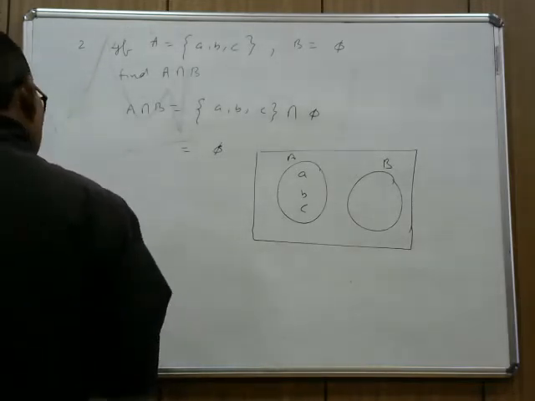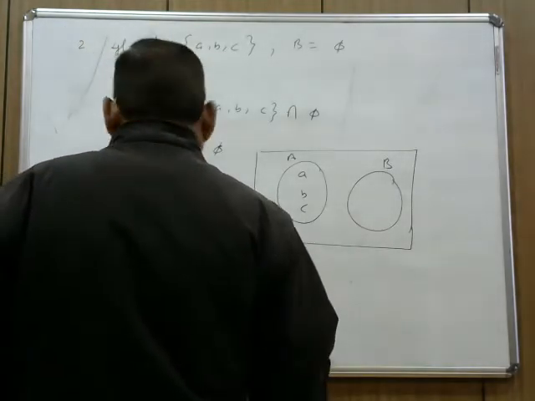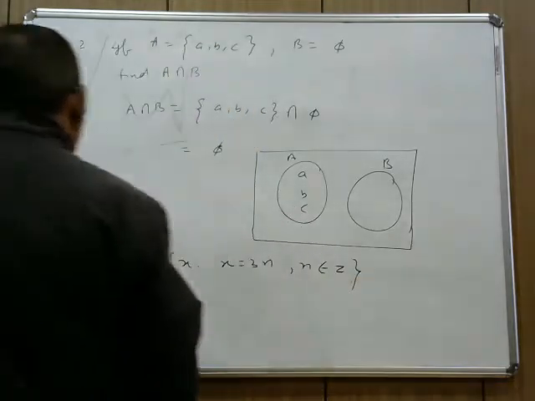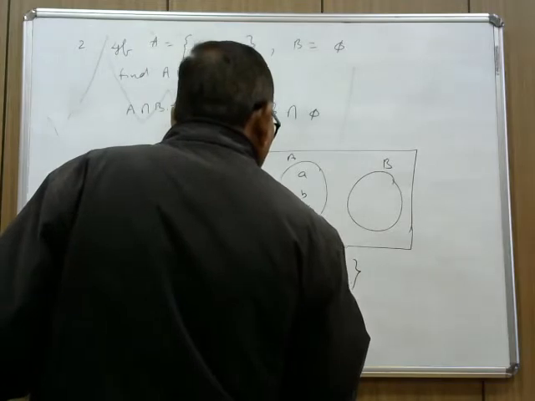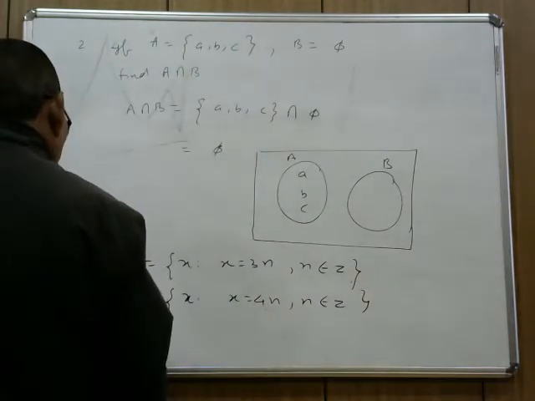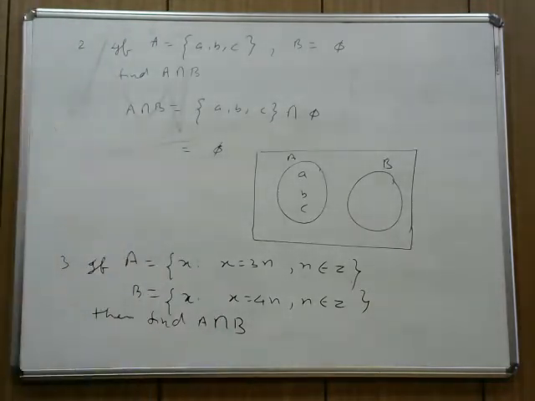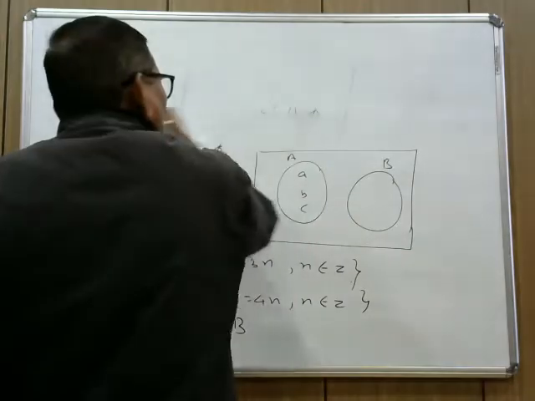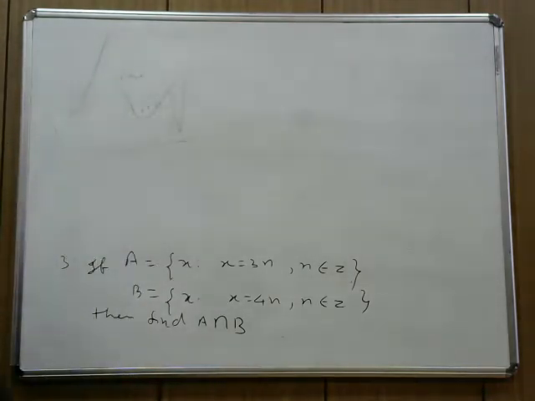Now question number 3. If A is defined as all x such that x is equal to 3n, n belongs to Z, and set B is defined as all x such that x is equal to 4n, n belongs to Z, then find A intersection B. So in this case, what will you do? x belongs to A intersection B means x belongs to A and x belongs to B. You have to find out all x that belong to A and B both.